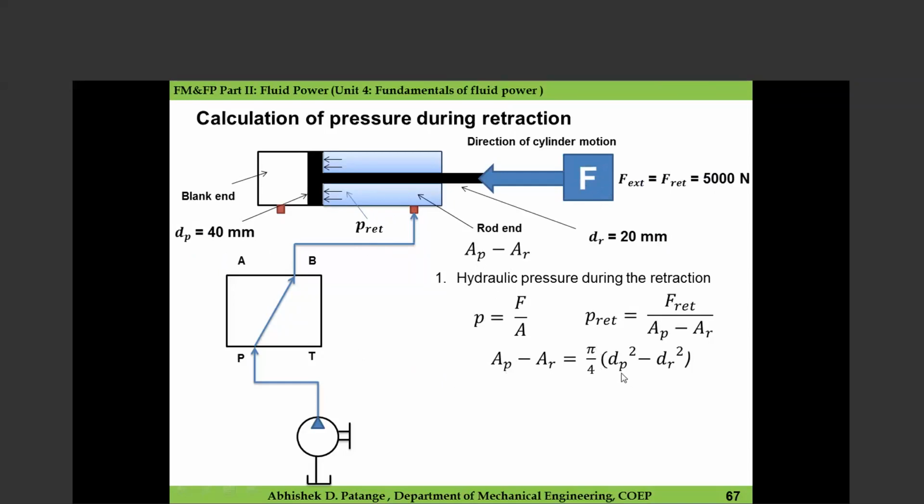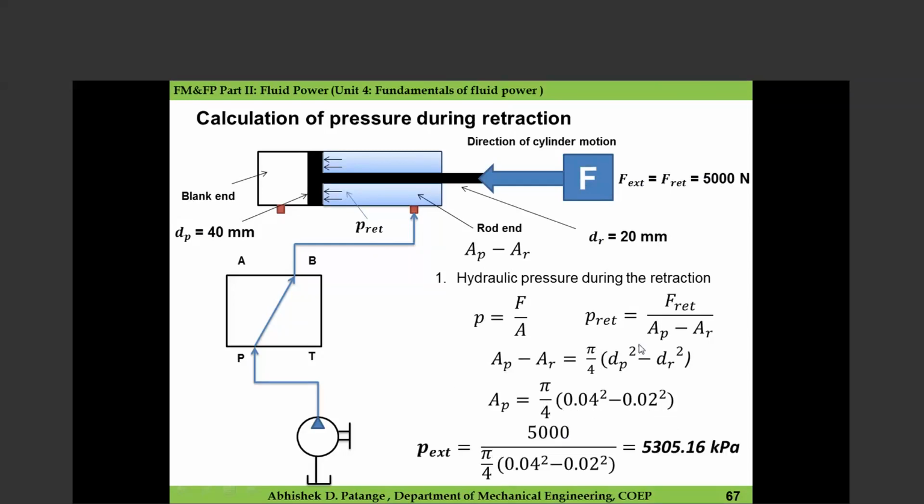This is pi by 4 into Dp square minus Dr square, which is nothing but pi by 4 into 0.04 square minus 0.02 square. So by putting all the values in this equation, we get the answer that the pressure during the retraction, sorry, by mistake I have written extension, but this is just retraction. So this pressure during retraction is equal to 530516 kilopascal.